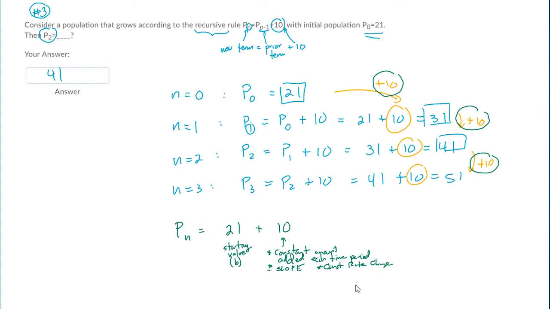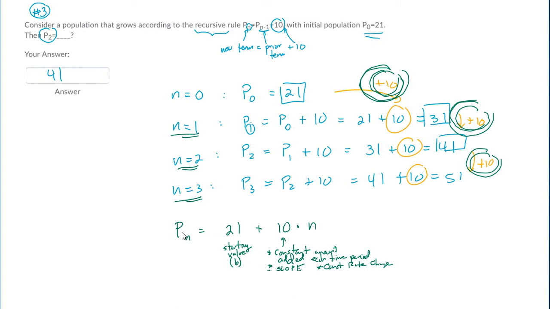Now how many 10s get added? Depends on what year we're at. In year 1, we've added a single 10. To get to year 2, we had to add the initial 10 plus the next 10, 2 of them. To get to year 3, we had to add the initial plus the amount to get to year 2 plus another 10 to get to year 3. We keep adding a 10 every year, so the way to tell people that we keep adding 10s is multiply the 10 by the number of years, right? N is the number of years.